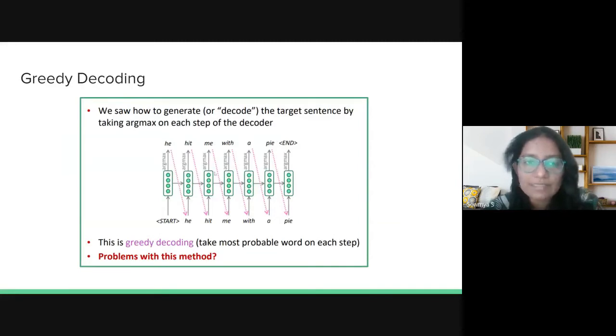So this is called greedy decoding, where you basically say, okay, I've sent the start and then I get the highest probability word, he. Okay, this is a very funny sentence, which is saying he hit me with a pie end. So this is argmax, where you take the highest probability at each step and you keep forcing it and finally get the inference time output. Can you think of any problem with this? What could be the potential pitfalls of using the maximum probability at every step?